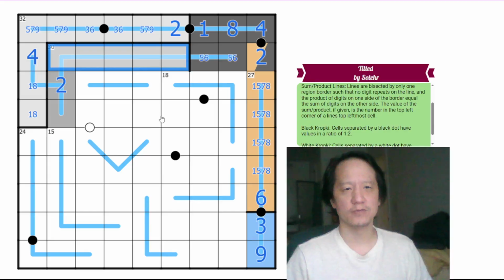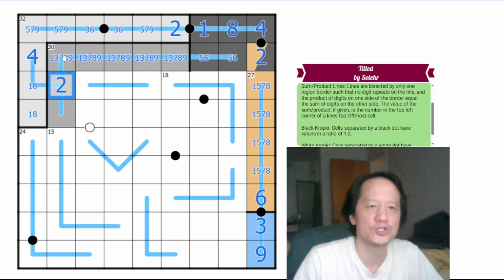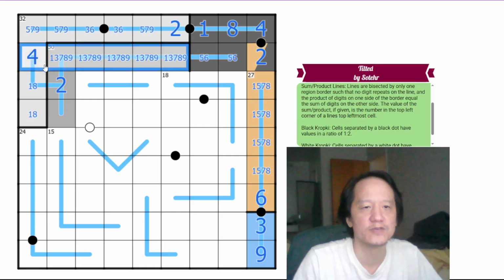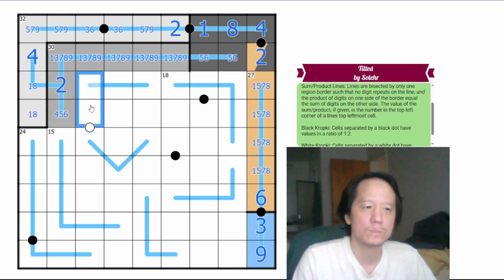This has to be what? A 1, 3, 7, 8, 9. And that with a 2 should add up to 30. 1, 9, 3, 7, and 2, 8 does add up to 30. This must be 4, 5, or 6. We don't know here which is the product and which is the sum.